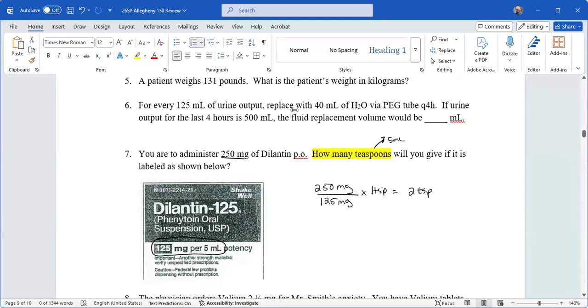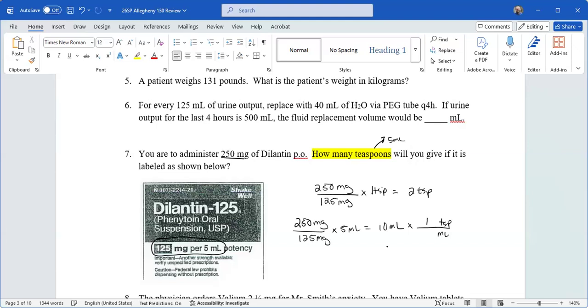Does anyone need a refresher on the fluid replacement question? The other way you could do this, Morgan, is if you take the 250 milligrams over the 125 milligrams times the 5 ml, that'll give you 10 ml, and then you just need to convert the 10 ml to teaspoons. So 1 teaspoon is 5 ml, which gives me 2 teaspoons. So that would be the other way to answer that question.